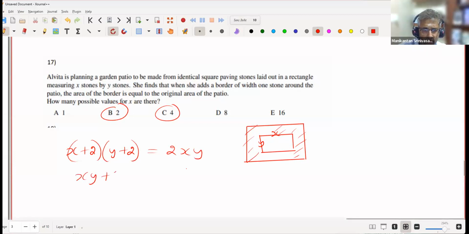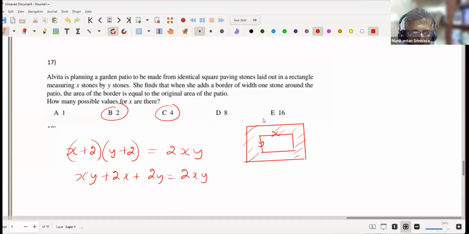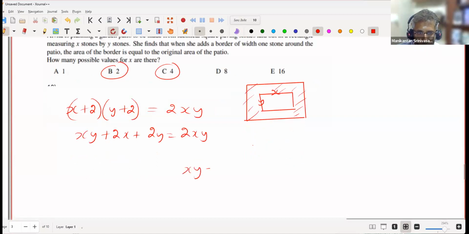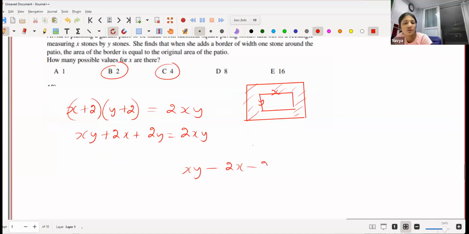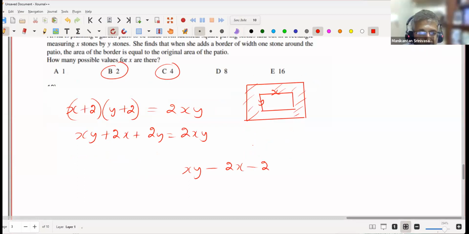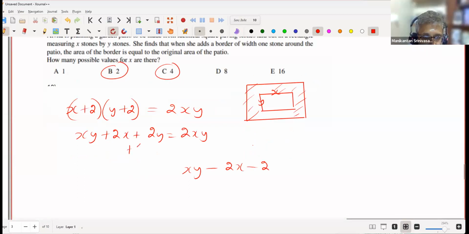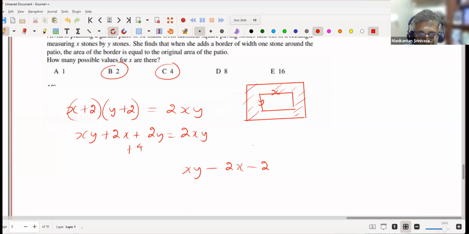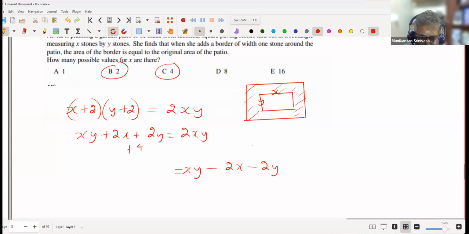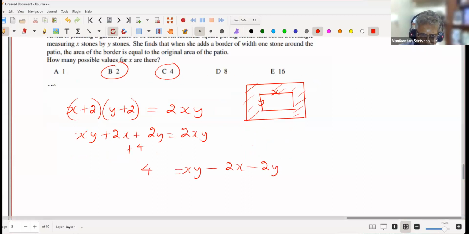So XY plus 2X plus 2Y equal to 2XY. Let's get everything to one side. So XY minus 2X minus 2Y, plus 4. Yeah, plus 4. Okay. So XY minus 2X minus 2Y equal to, let me leave the 4 on this side.